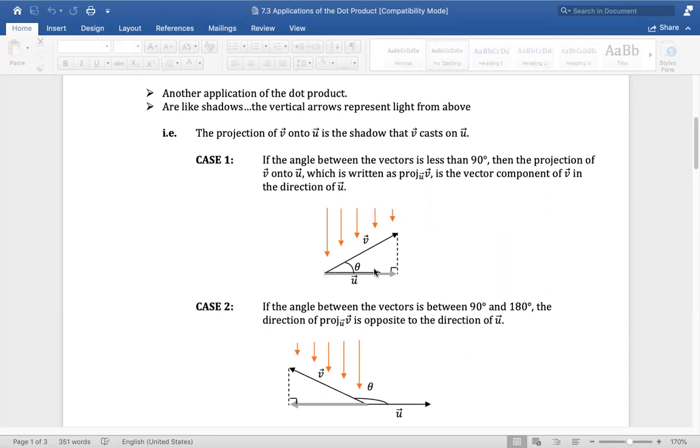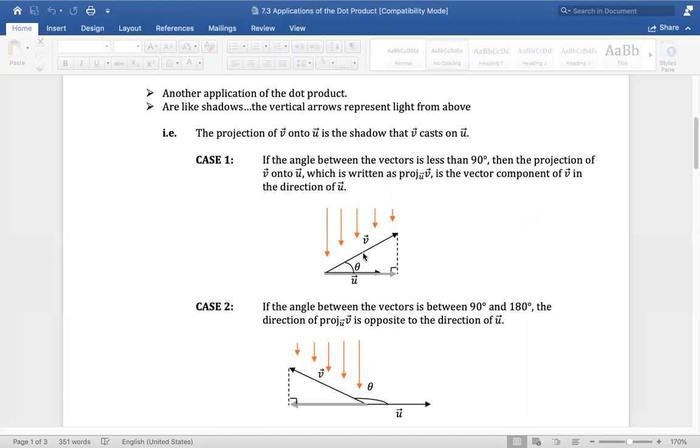You can see the arrow there, which is written as, and read as, the projection of V onto U. I'm projecting V onto U, and what you're projecting onto is the subscript there. It is the vector component of V in the direction of U. So this is when theta is less than 90. And the gray vector is the horizontal component of my projected vector being projected onto the ground, right? That's your shadow, basically, that would result.